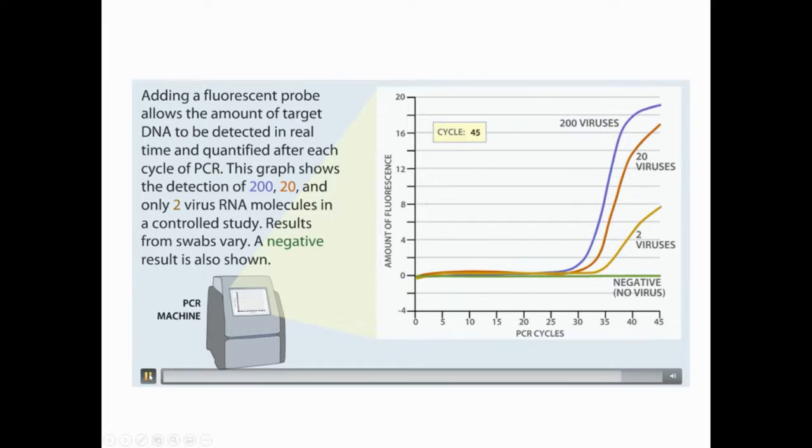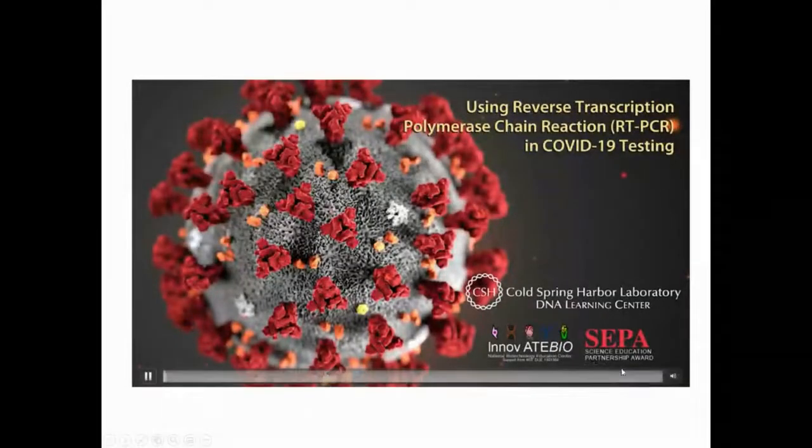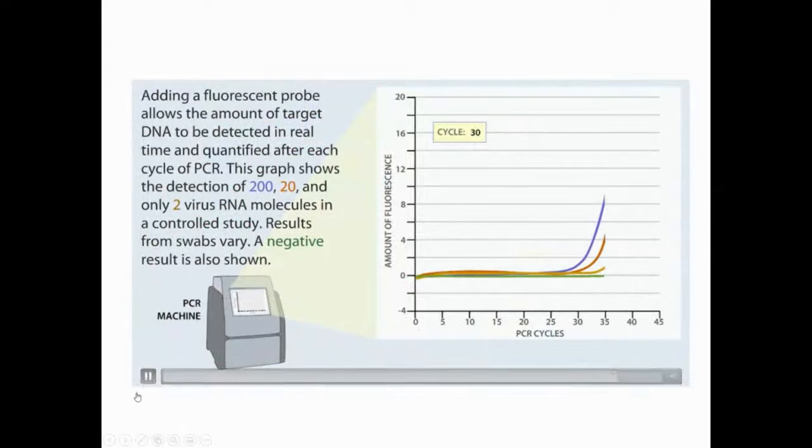Using reverse transcription PCR, this graph shows the detection of 20 and only 2 virus RNA molecules in a controlled study. So as you can see the curve here, the blue one, they show the CT value earlier, right? And then this one, the green one, that'll be the control. The earlier you see them, that indicates the more virus you have, okay?